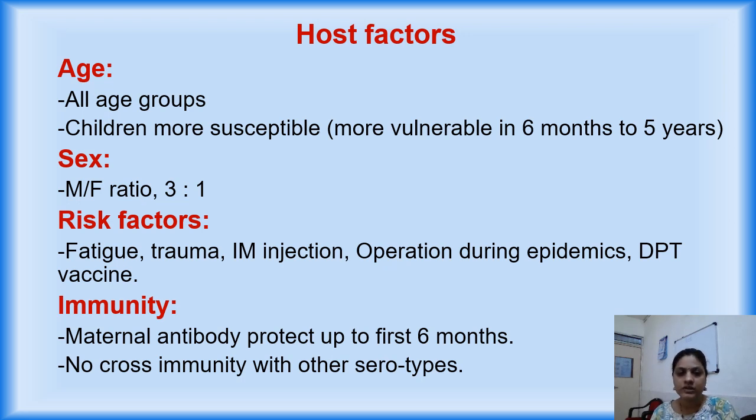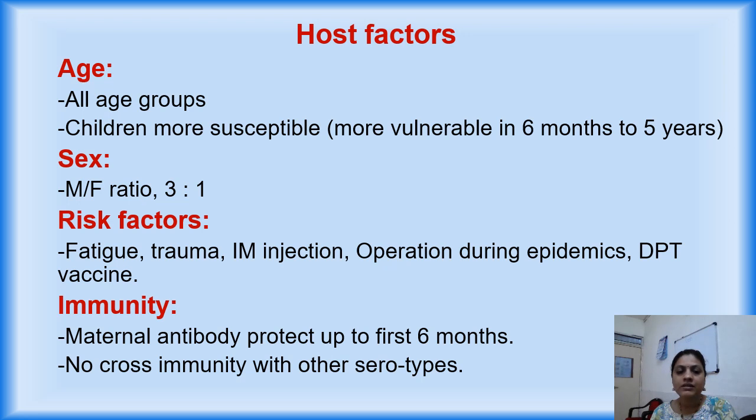The risk factors, or the factors which can start the sequelae and produce the paralysis, are fatigue, trauma, intramuscular injection, oppression during epidemics, and DPT vaccine. So during the epidemics of polio, most of the operations among children were postponed. Operations like tonsillectomy, which were common in children, were not undertaken during the ongoing epidemic, because any kind of trauma or injury to the muscles can precipitate the paralysis.